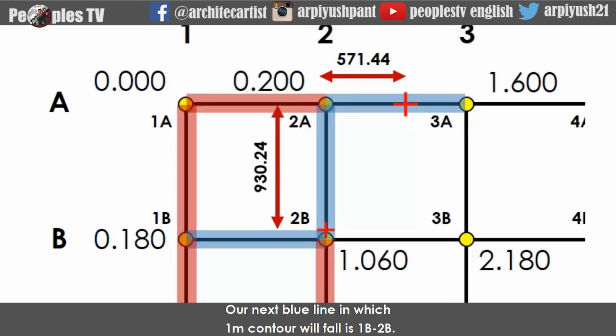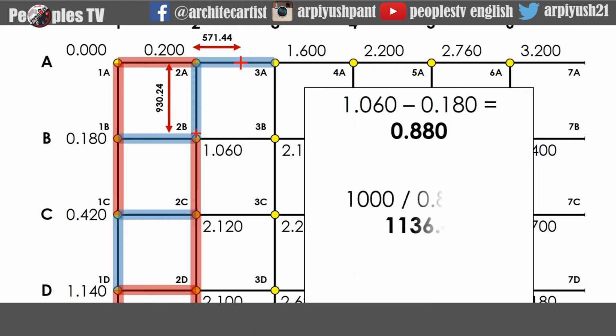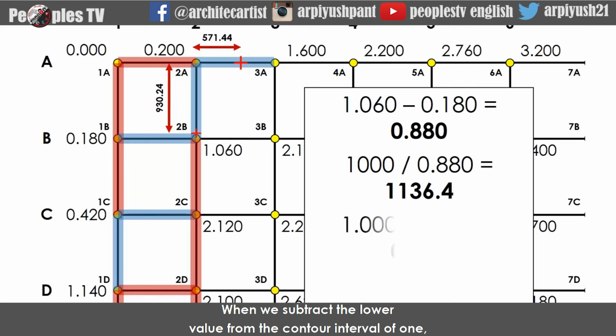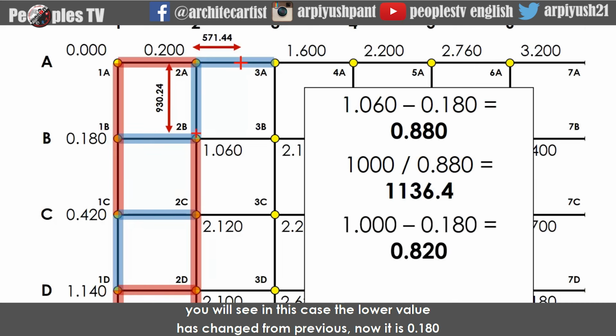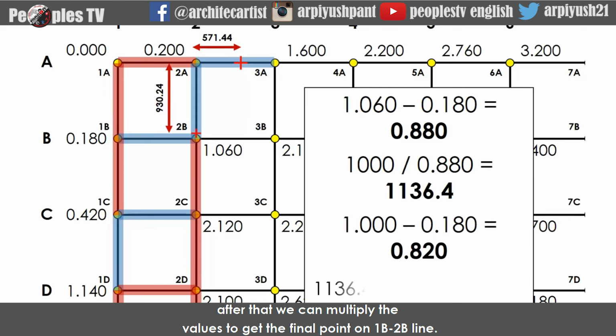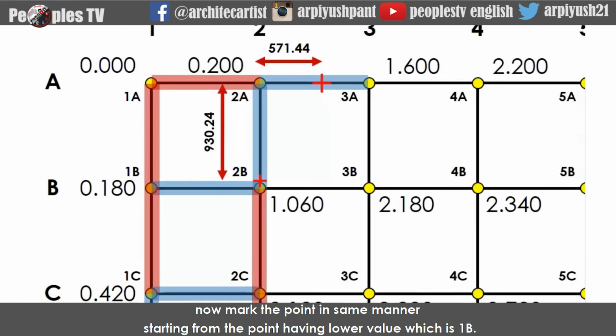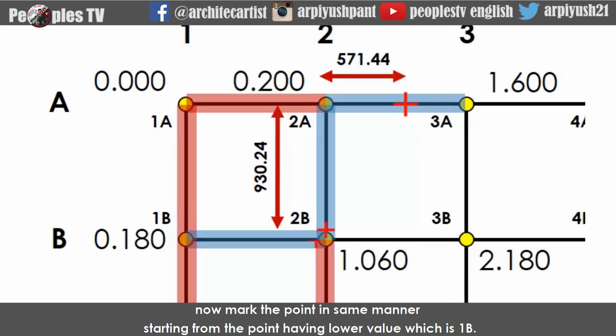Our next blue line in which the 1 meter contour will fall is 1B 2B. Follow the same process as before. When we subtract the lower value from the contour interval of 1, you will see in this case the lower value has changed from previous. Now it is 0.180, which will give us 0.820 after subtraction. After that, we can multiply the values to get the final point on the 1B 2B line. Now mark the point in the same manner starting from the point having the lower value, which is 1B.